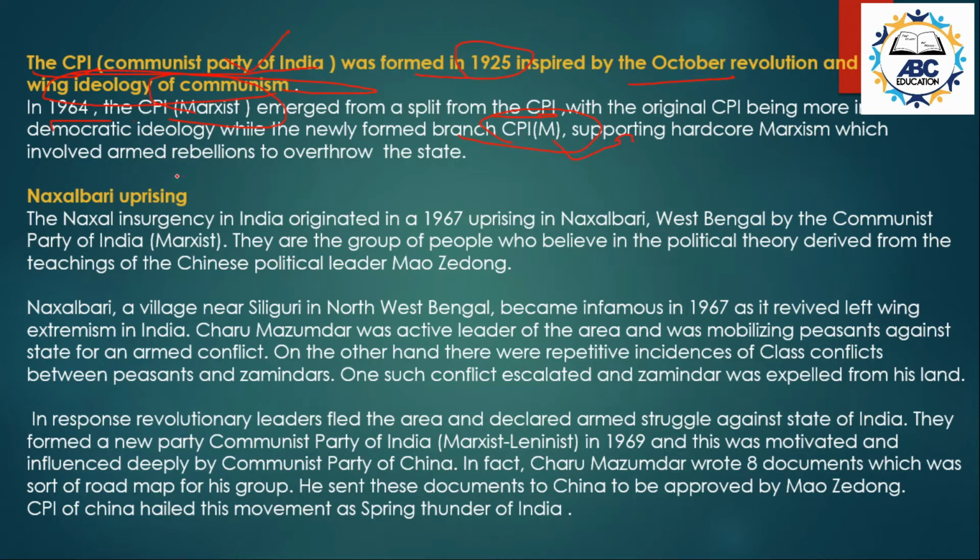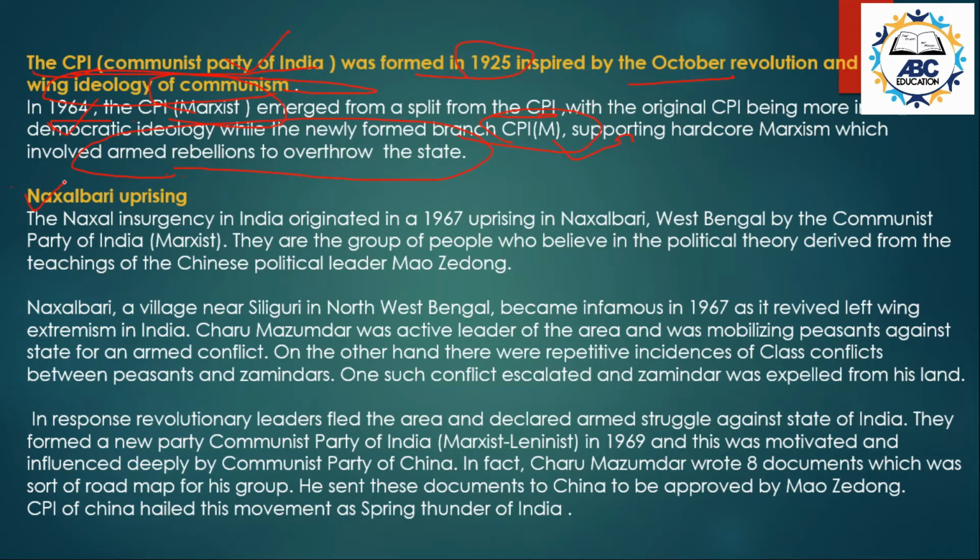and it is the one which believed in the armed revolutions to overthrow the state. So CPI Marxist का formation हुआ from CPI in the year 1964. Now we will study about the Naxalbari Uprising. Till here we know that CPI का formation हुआ, then CPI-M का formation हुआ. Now we will study about the Naxalbari Uprising, because in India left-wing extremism is coined or termed as Naxalism.